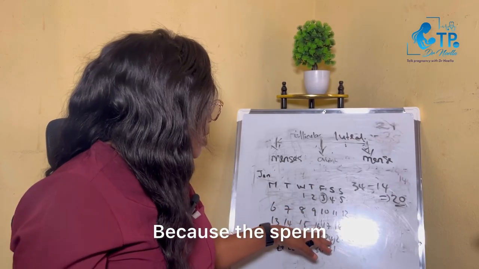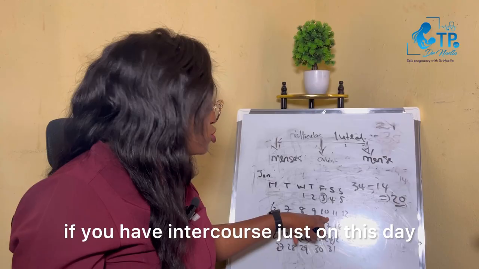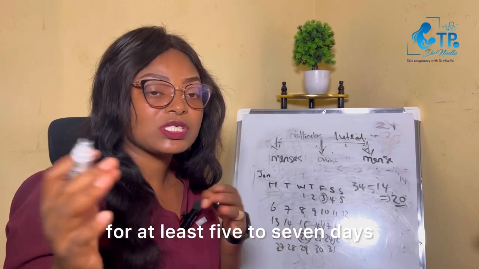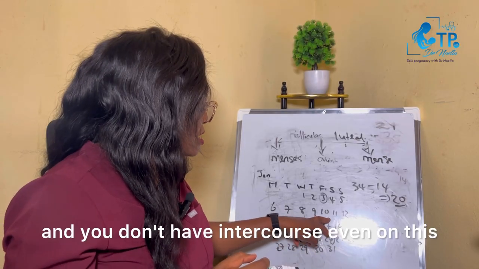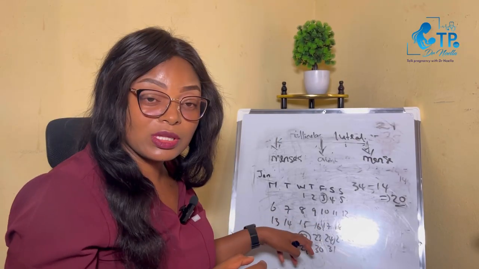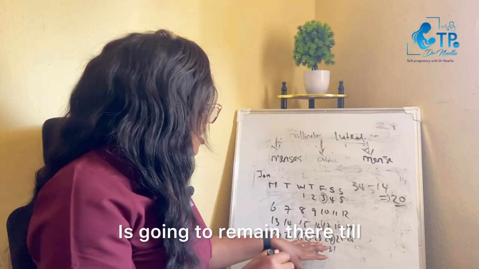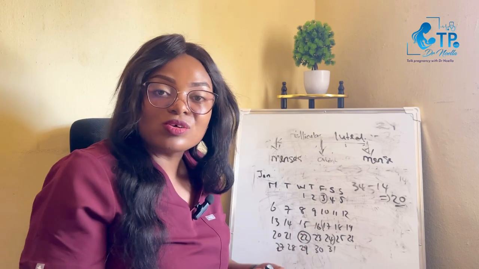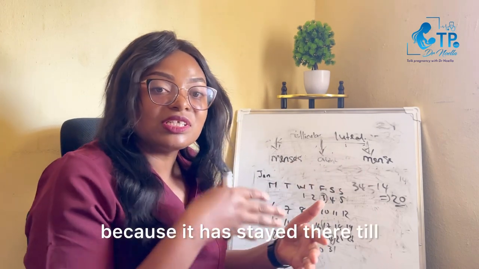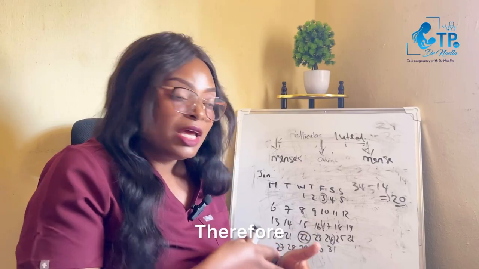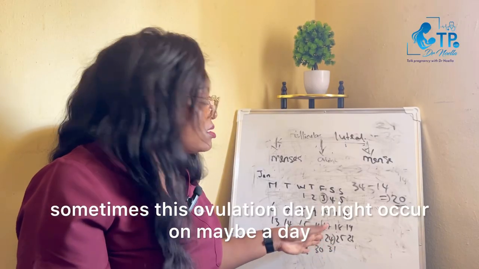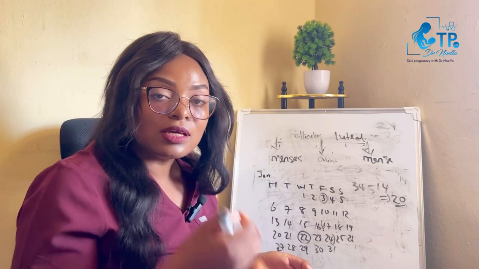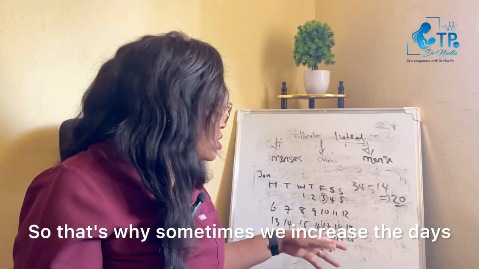Why? Because if you have intercourse on this day, the sperm of a man can stay inside a woman for at least 5 to 7 days. So if the sperm enters here and you don't have intercourse even on your ovulation day, that sperm is going to remain there till the 22nd, where ovulation is going to occur. And once ovulation occurs, the sperm is going to meet the egg, because it has stayed there till the egg comes. Sometimes our ovulation day might not occur on that exact day. So that's why sometimes we increase the days.